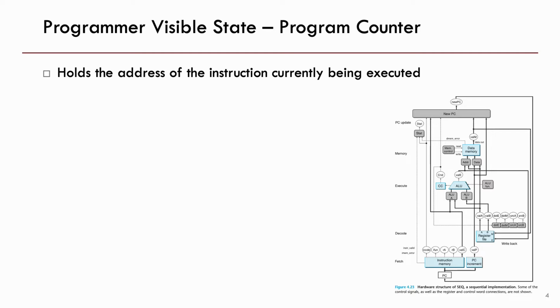So the first programmer-visible state is the program counter, and it holds the address of the instruction currently being executed. And where is this in the datapath figure? Let me annotate. It is over here. Okay, so you can see the changes of this program counter register as your program is executed.